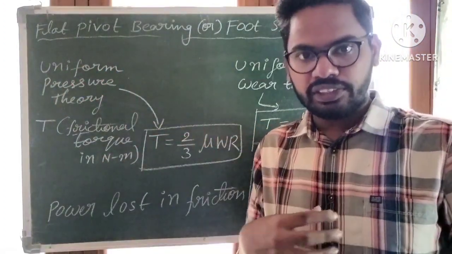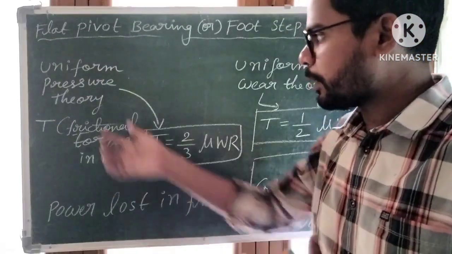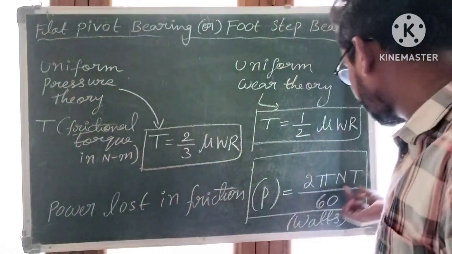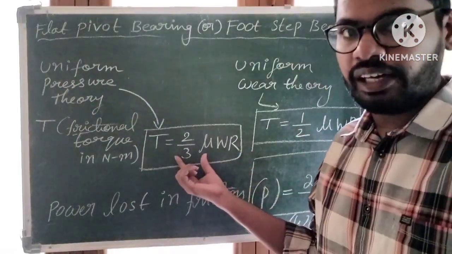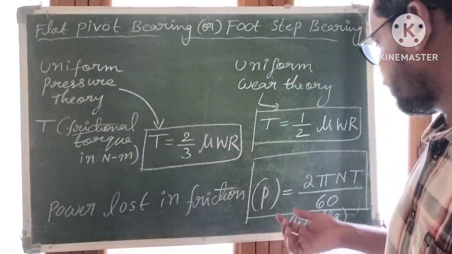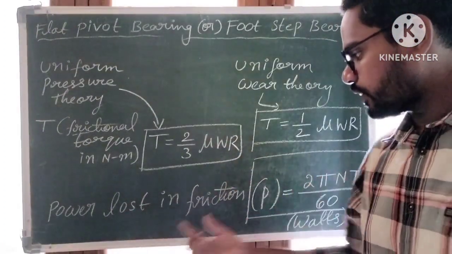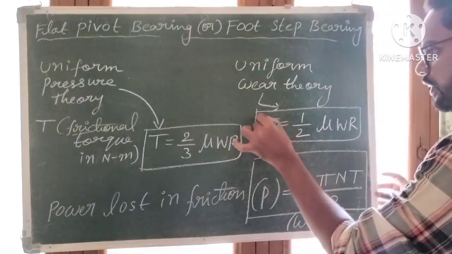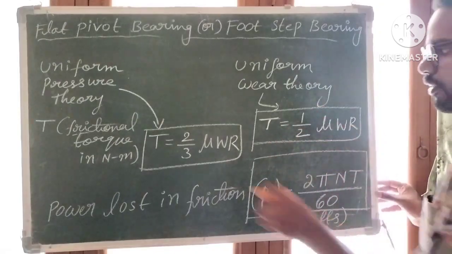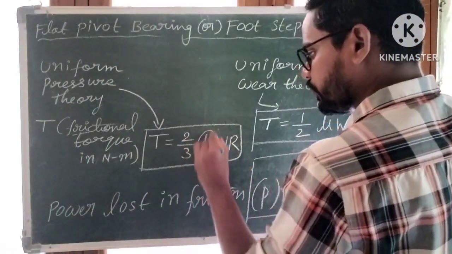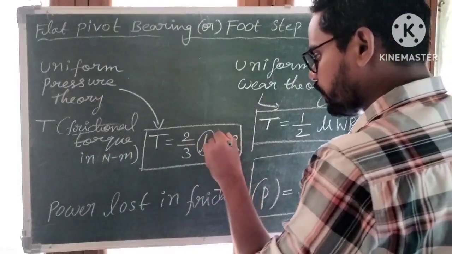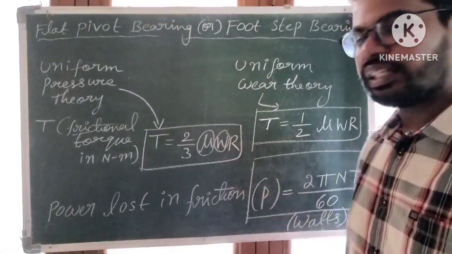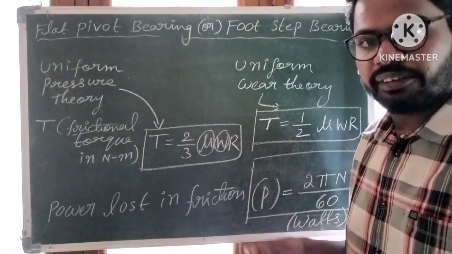So if we calculate power lost in friction using uniform pressure theory, in place of frictional torque we have to consider this formula. If we calculate power lost in friction using uniform wear theory, we have to use the frictional torque formula of 1 by 2 mu WR. What is mu? Here mu means coefficient of friction. W means radial load. And R means radius of the shaft or radius of the bearing surface.